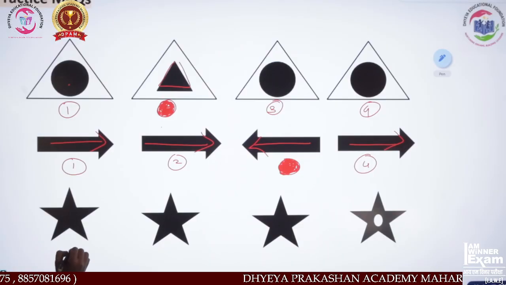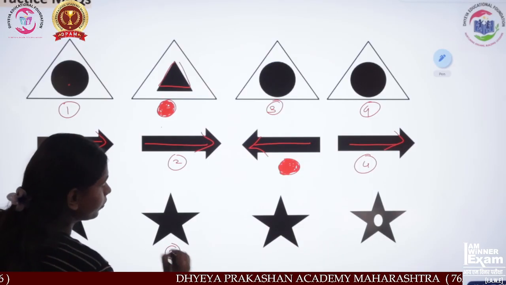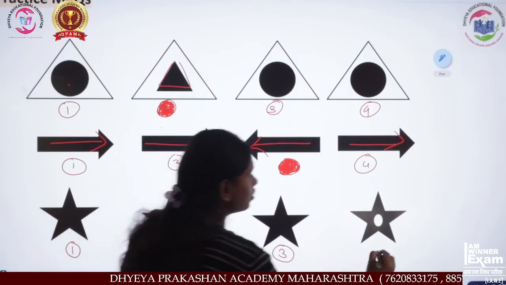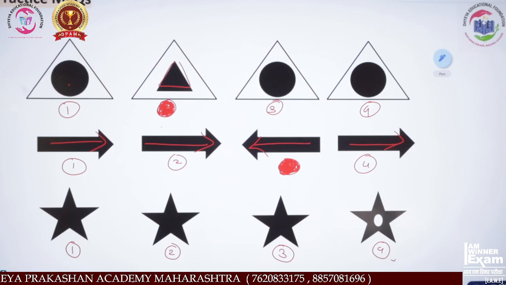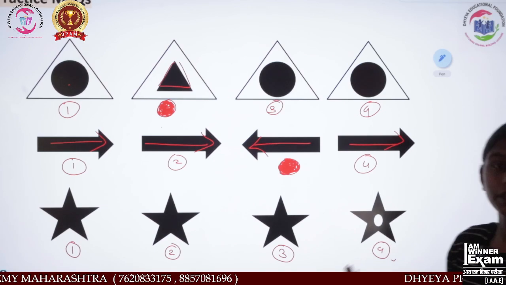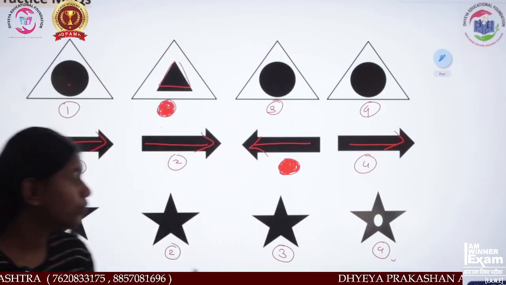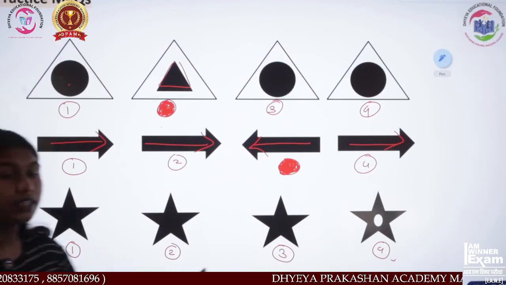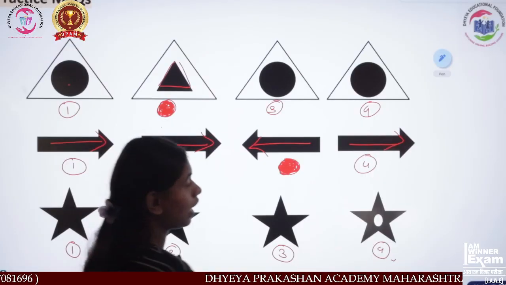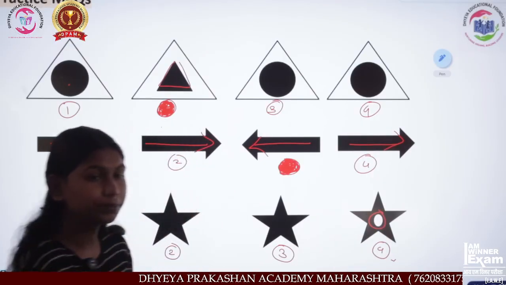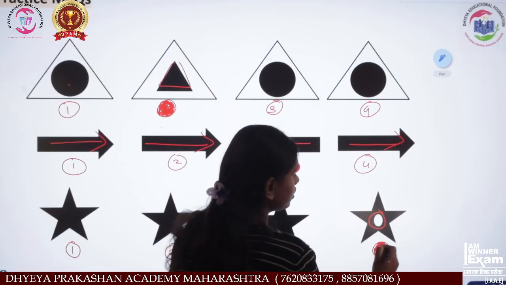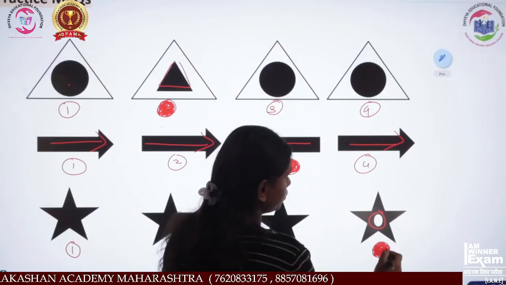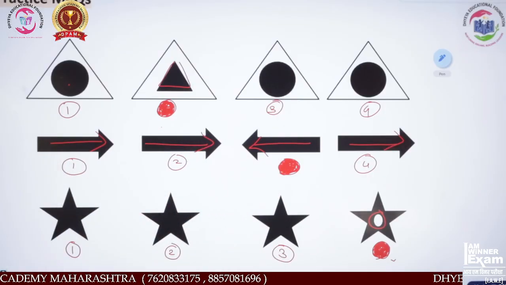The next, this is the next figure. This is the first, this is second, this is the third, and this is the fourth one. Now, which figure is different here? That is the fourth figure. Why? Because all are stars, but the fourth figure has a hole in it, right? So you have to color option number 4. Option number 4 is different from all the others.